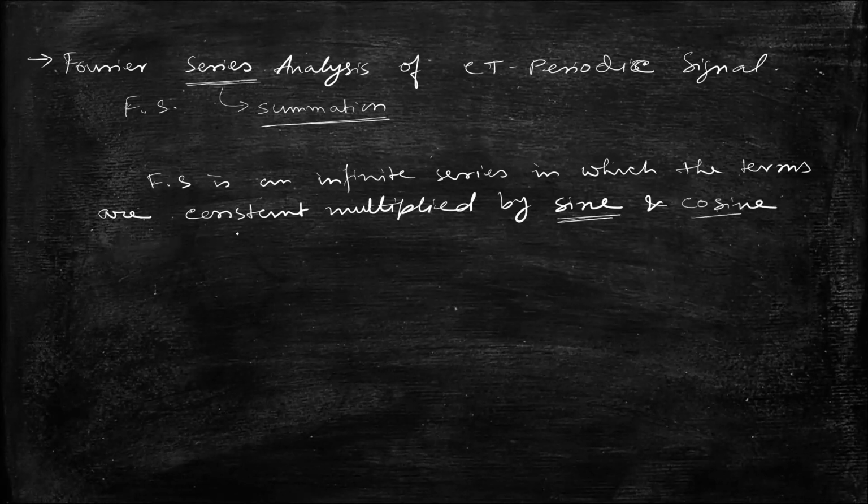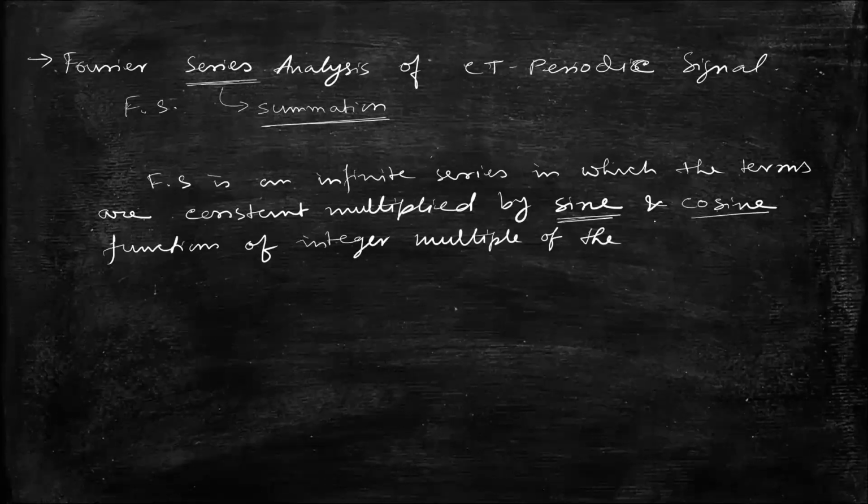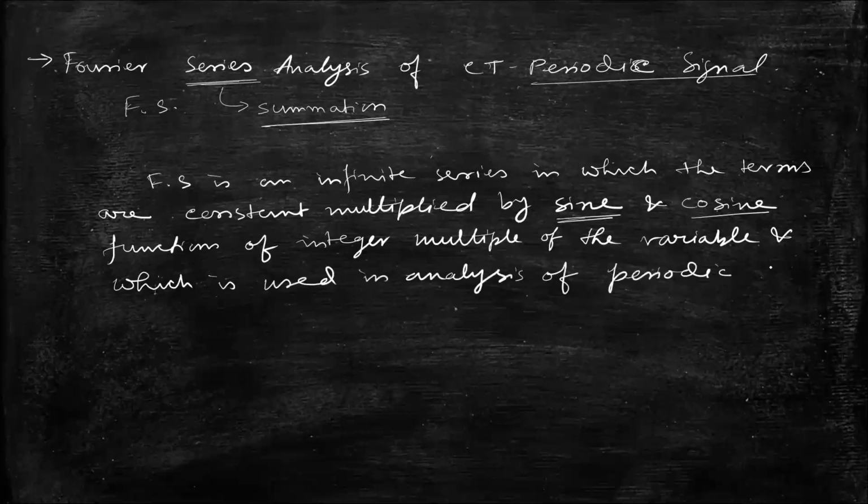What are sine and cosine? Nothing but functions of integer multiples of the variable. Where do we use this? In the analysis of which kind of signal? Periodic signals. The representation of the signal is in the form of functions. So this is the basic definition of Fourier series.